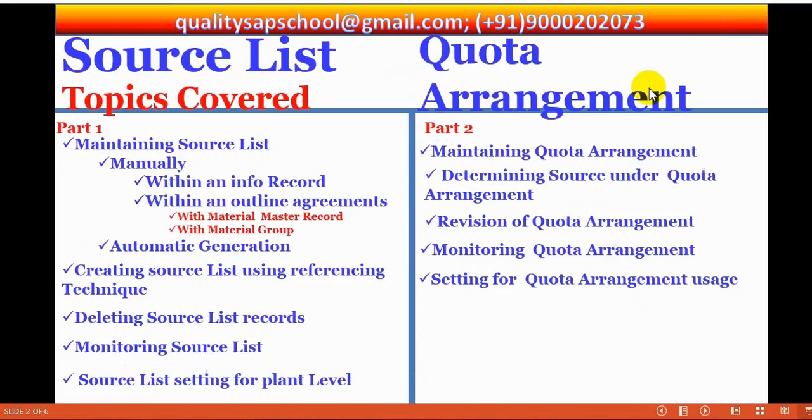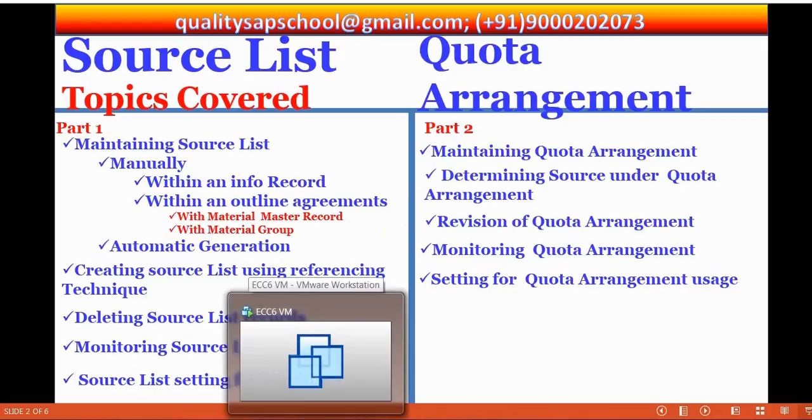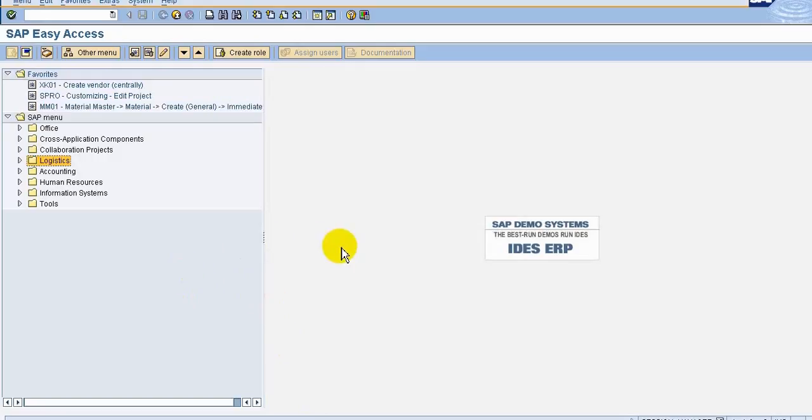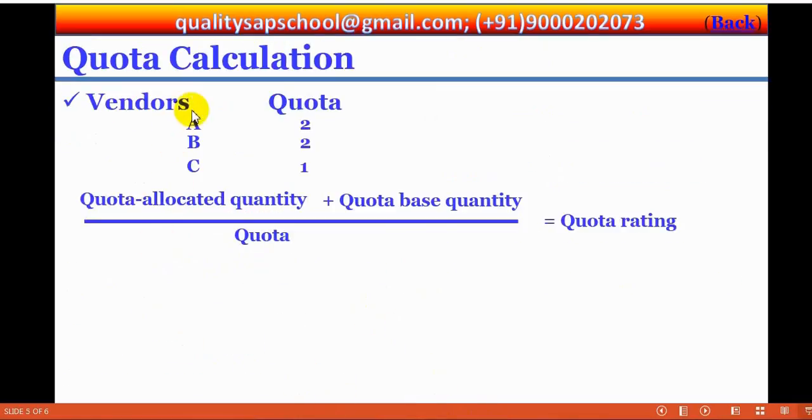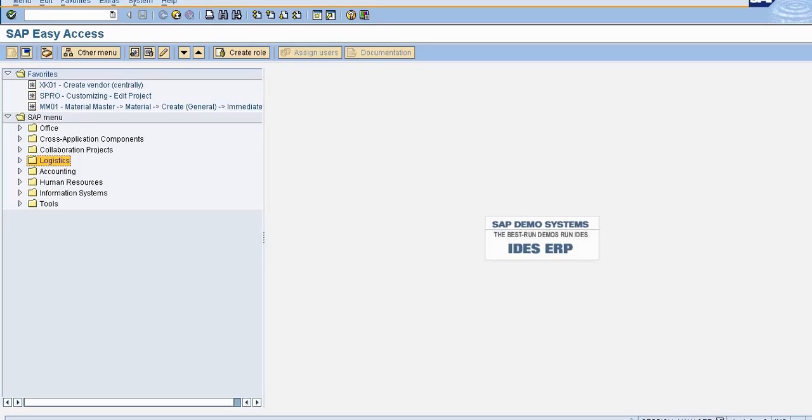Now we will go back and see how we can maintain the quota arrangement. Let us go to SAP and watch how the system apportions all the required quantities. Oh, one more thing I wanted to explain about the quota calculations, but before going to quota calculations, we have to see how the quota is going to be maintained. First we will see that and then later we will come back to this.